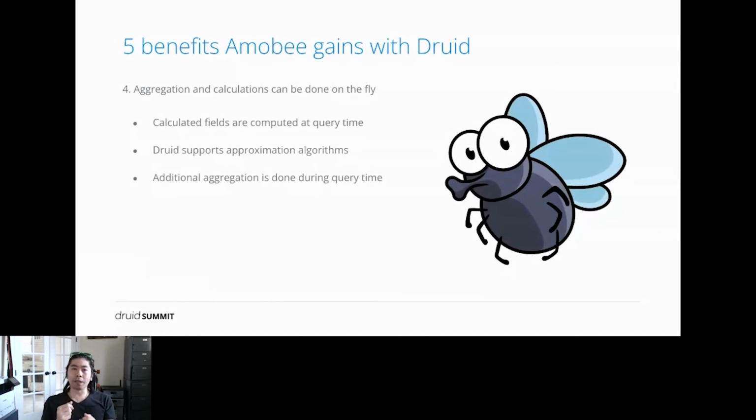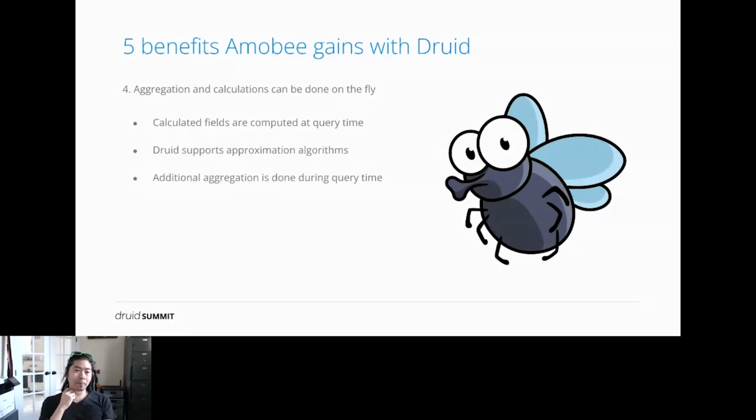Another benefit we got from Druid is that it supports approximation algorithms. We have a couple of cases where we need to do select distinct counts, and we don't really care about the exact answer. Getting close enough is good enough, and Druid supports that and gives us an answer pretty quickly. So a lot of the gains from moving away from multi-level aggregates come from the querying part of Druid being really quick and able to do everything on the fly.